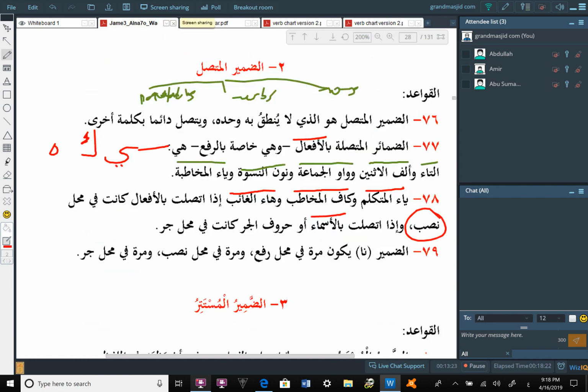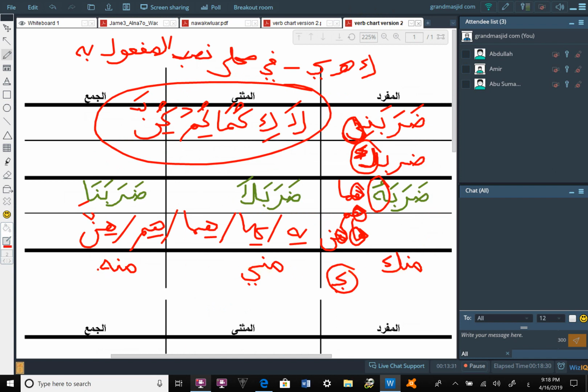Because it's mudaf ilayh. And when it's connected to a harf, such as minka, minni, minhu, and again minkuma, minki, minkum, minkunna, minhu, minha, minhuma, minhum, minhunna, all these ha are the same. Whenever it's connected to a harf jar, it's majroor because it's after harf jar, or it's mabni fi mahal jar. Is that clear? So when it's connected to a noun, it's majroor. Connected to a harf jar, it's majroor. Connected to a verb, it is mansub. Or we don't want to say they are majroor or mansub, rather they're fi mahal al-jar or fi mahal al-nasb. Right?